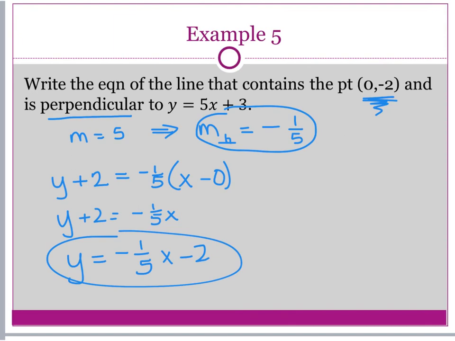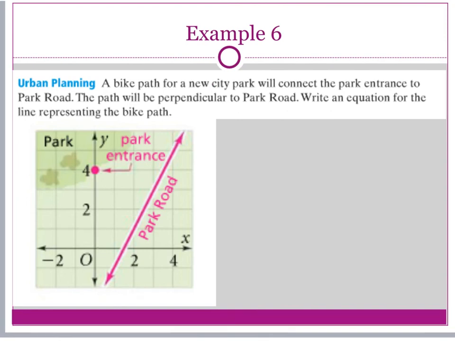And this is the equation of the line that is perpendicular to y equals 5x plus 3, that also goes through the point 0, negative 2. So our last example for today says, a bike path for a new city park will connect the park entrance to the park road. The path will be perpendicular to the park road.